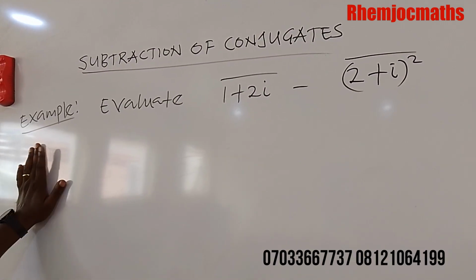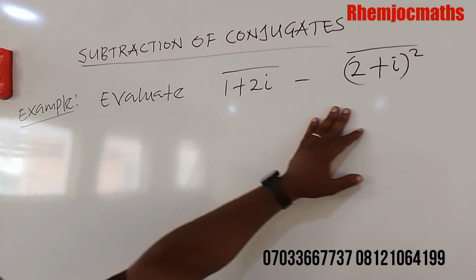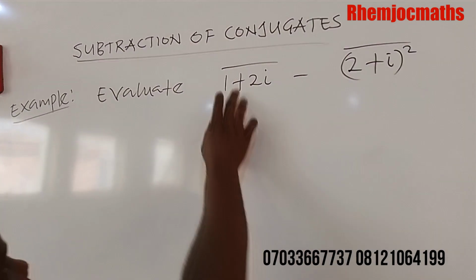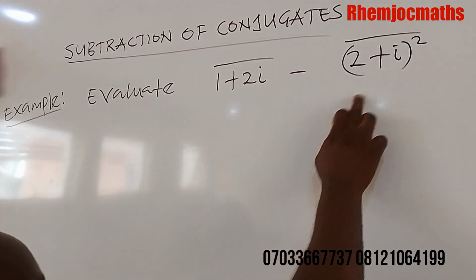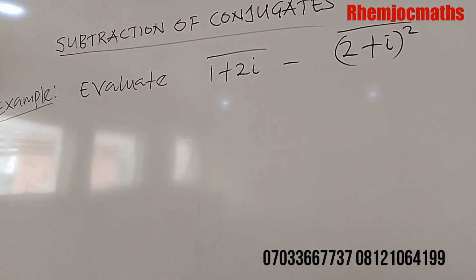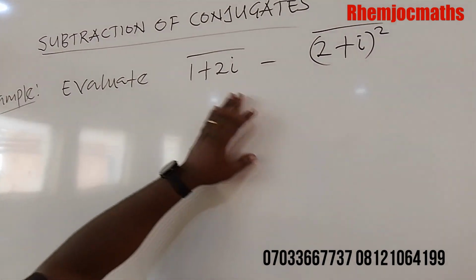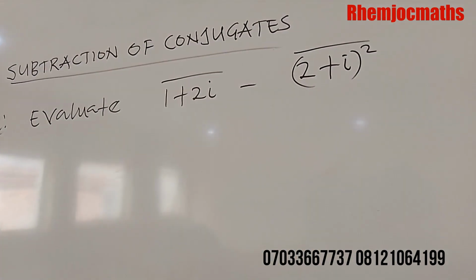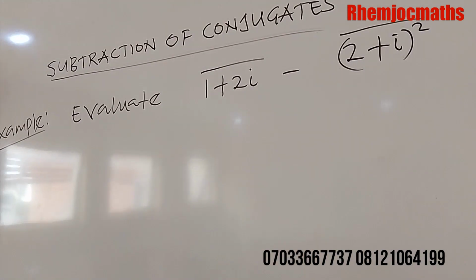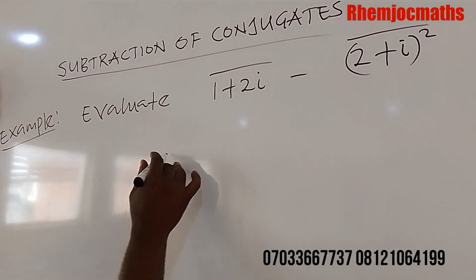Today we are going to look at subtraction of conjugates with this example. I know that you always find it difficult. The conjugate of 1 plus 2i, minus the conjugate of (2 plus i) squared. I know very well that some of you will definitely find it difficult because of the square here, but I'm going to break it down for you to understand. Are you following? So let's look at it together. It's not difficult.